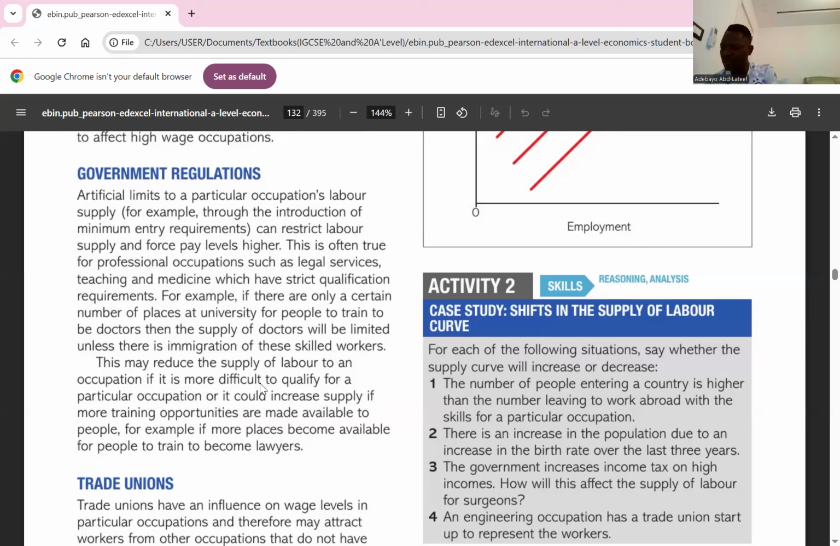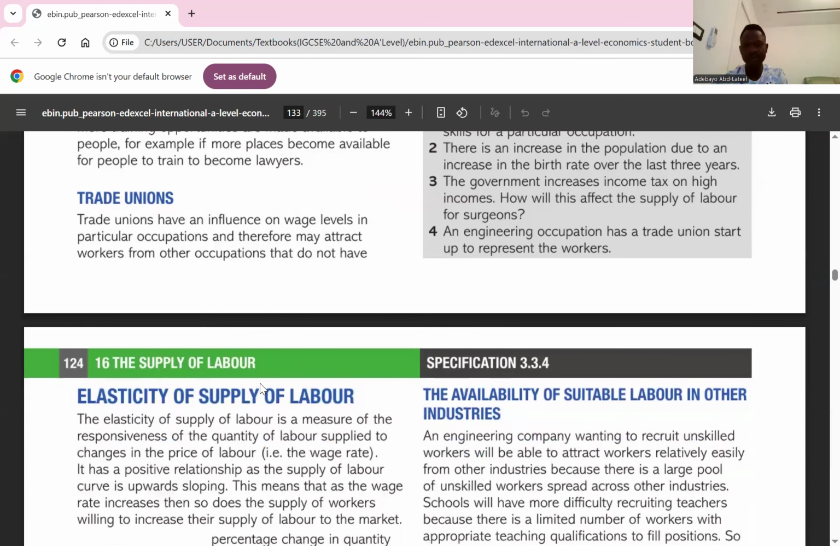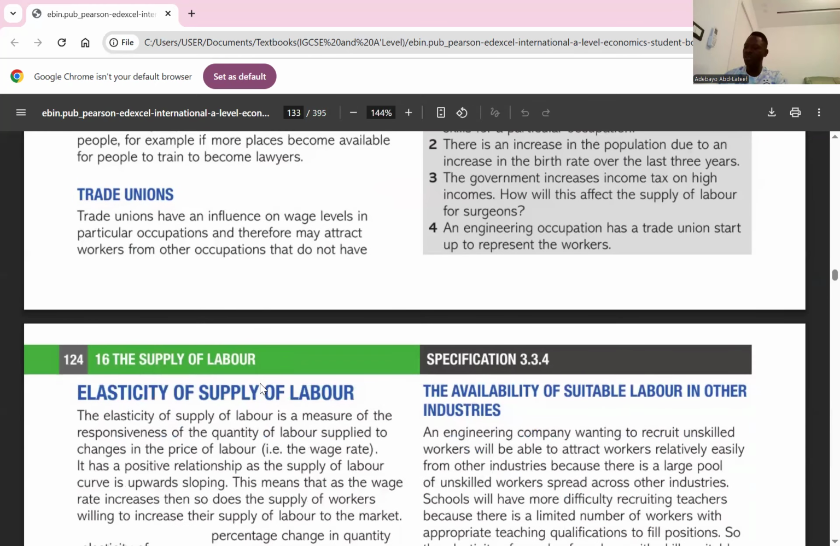Okay. The next one is trade unions. Trade unions have influence on wage levels in particular occupations. Therefore, they may attract workers from other occupations that do not have trade union membership and have lower wage rates. So if trade unions make a certain occupation attractive, the supply of labor for such an occupation is expected to rise. This will shift the supply curve rightward from S to S1.